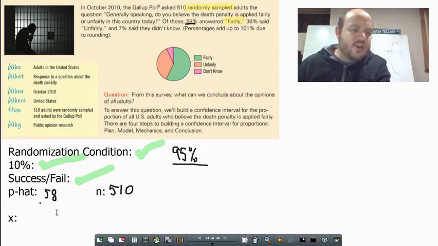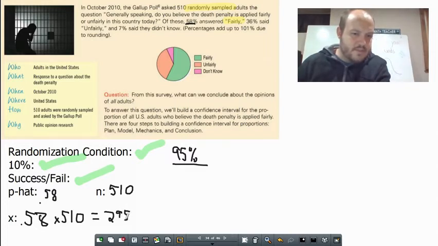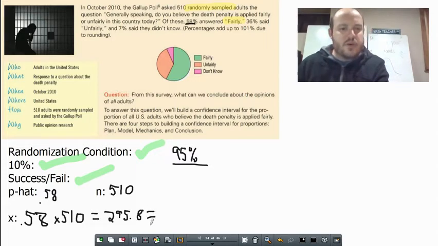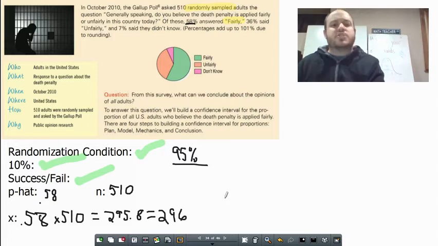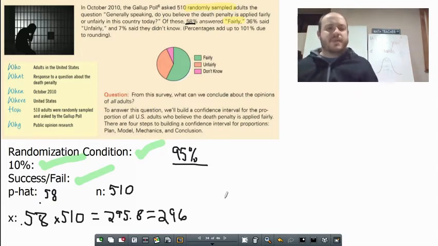And remember, we need our number of successes. In this case, it's going to turn out being a decimal, because if you do 0.58 times the 510, I already told you guys when we were doing the success fail, if you multiply the two of those together, it's going to give you 295.8. So when we are plugging this into the calculator, remember, your calculator will not accept a decimal answer for x. So for number of successes, we need to round this to 296.